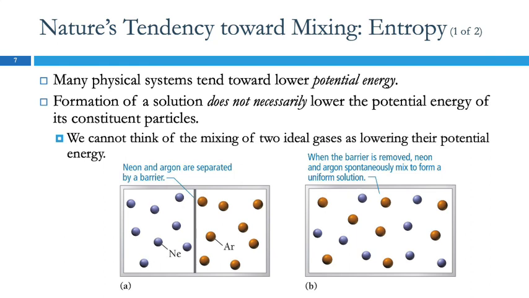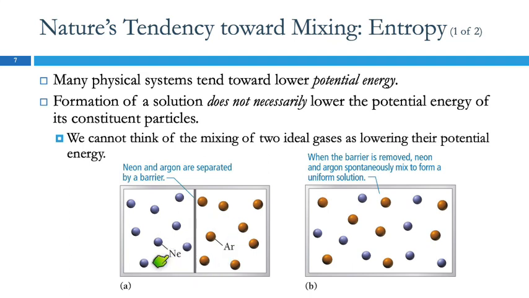Well, many physical systems tend towards lower energy. You think about a ball rolling down a hill, right? Everything's going to lower potential energy. Well, when you make a solution, that doesn't necessarily lower the potential energy of the particles in the solution. So why does it happen if there is no lowering of energy?